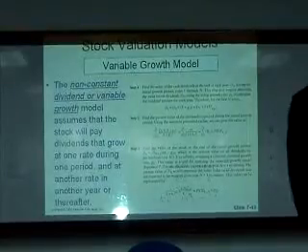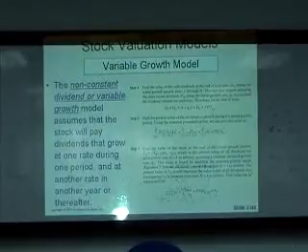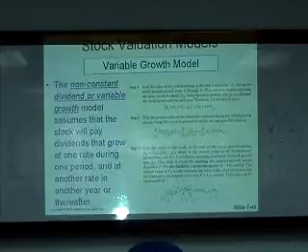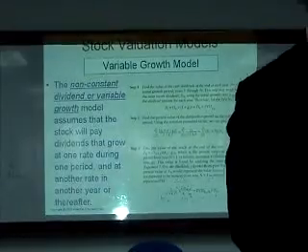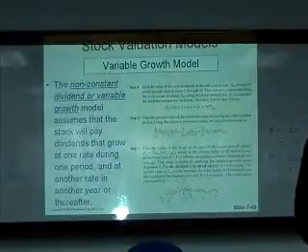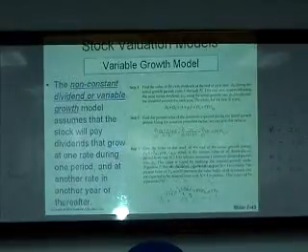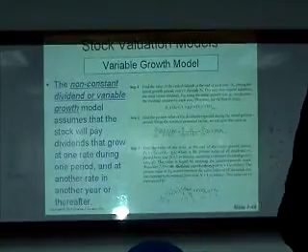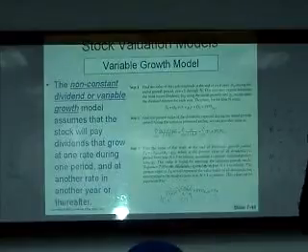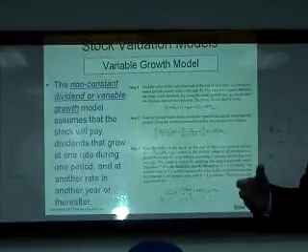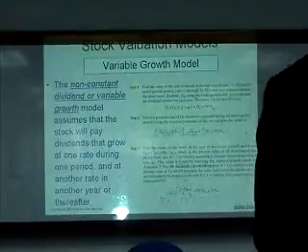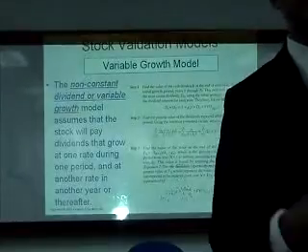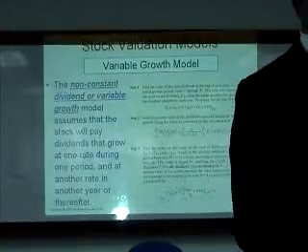Basically the non-constant dividend or variable growth model assumes that the stock will pay dividends that grow at one rate during one period and at another rate in another period thereafter. So in one period it will grow, for example, at a constant rate. In the other period it will grow maybe using the zero growth model. So it will not be the same as the zero growth model or the constant growth model. It might be a combination of these two models.